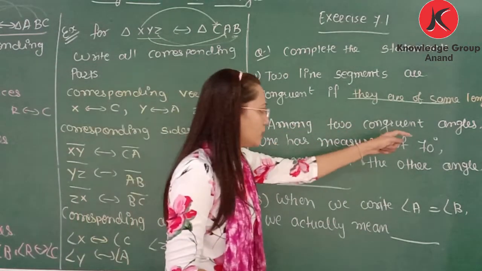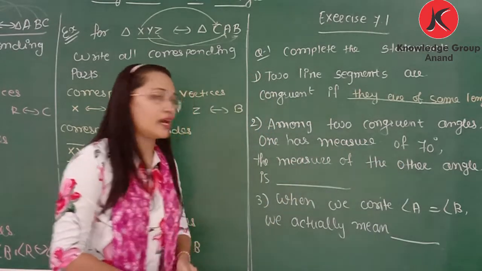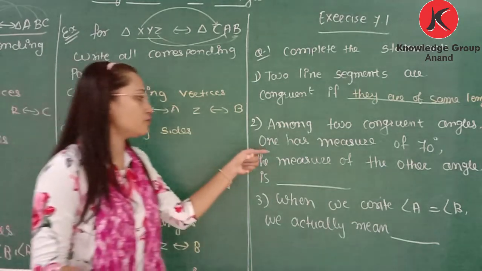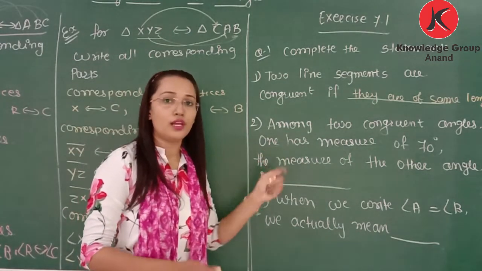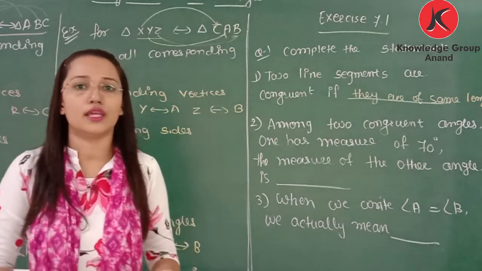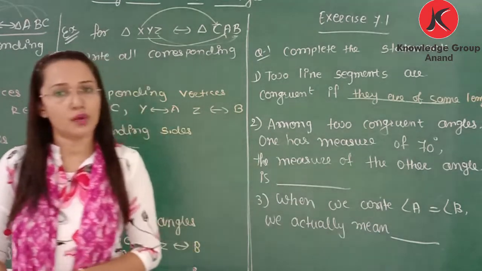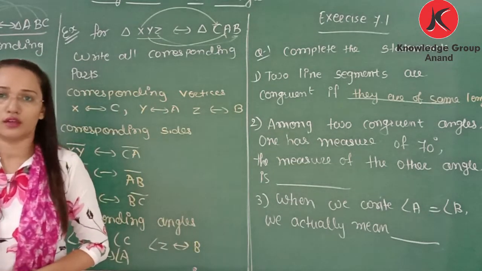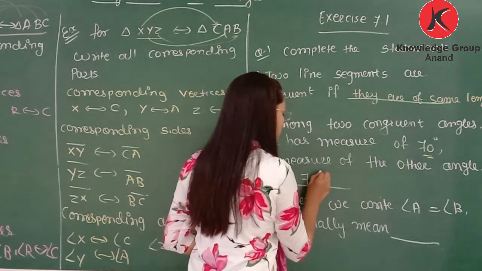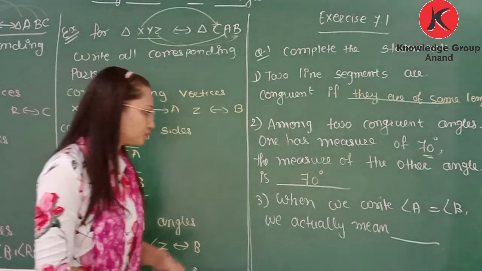Among two congruent angles, one has measure 70 degrees. The measure of the other angle is, if two angles are equal, or you can say if two angles are congruent. Now we learned that if two angles are congruent, then they are of the same measure. And if two angles are of the same measure, then they are called congruent angles. So if one angle is 70 degrees, then the other angle is also 70 degrees. Then only they are called congruent angles.